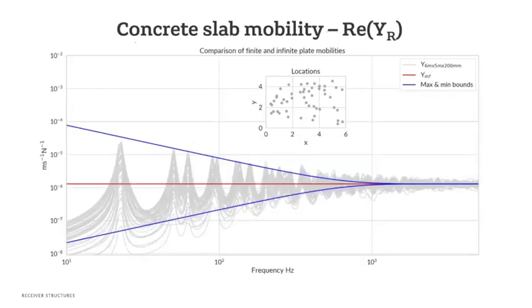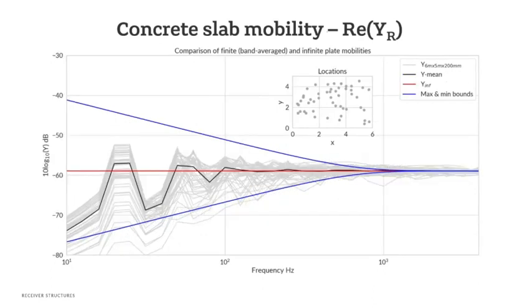Okay, similarly, because we had a real part of the receiver mobility term in the equations as well, you've got the real mobility plotted as well. Very similar behavior here as well. And when you look at the averaged curve, it also looks very, very good compared to the infinite plate mobility.